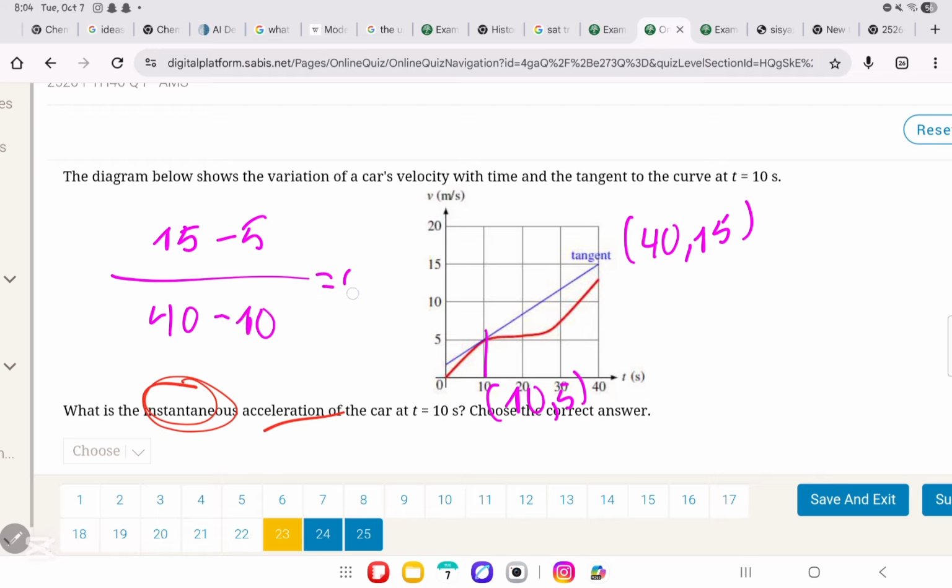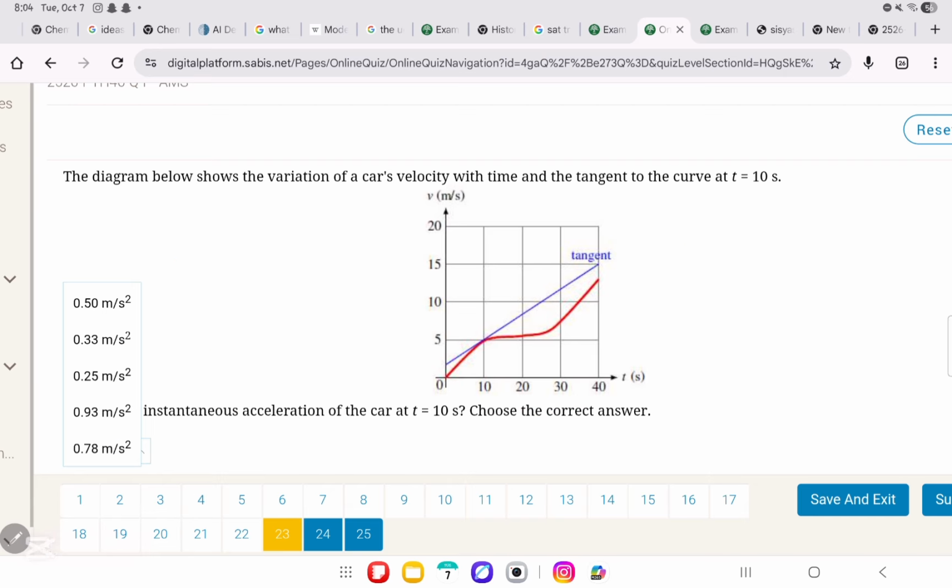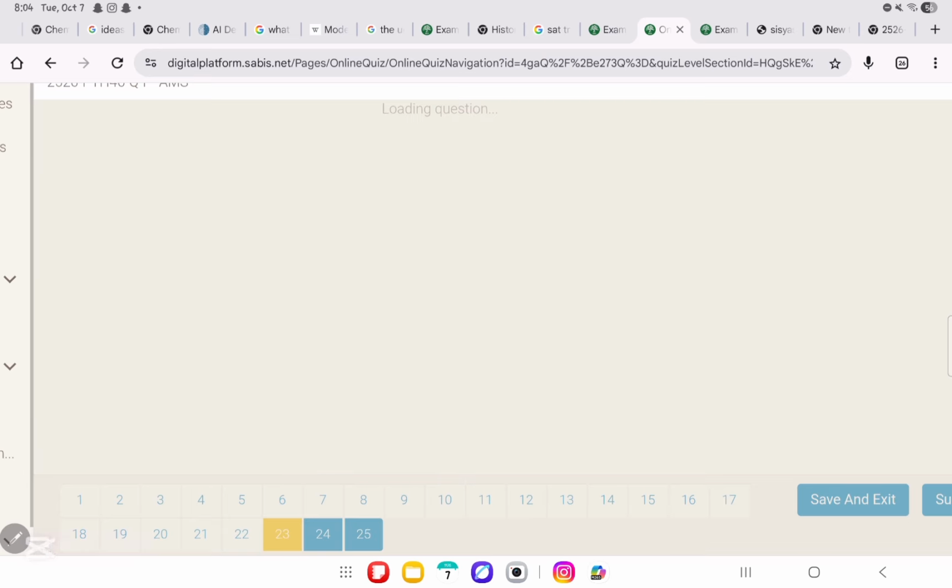Question number 24. Yalla, faster. I don't think it's gonna go faster. I think it's gonna take its time. Wait.